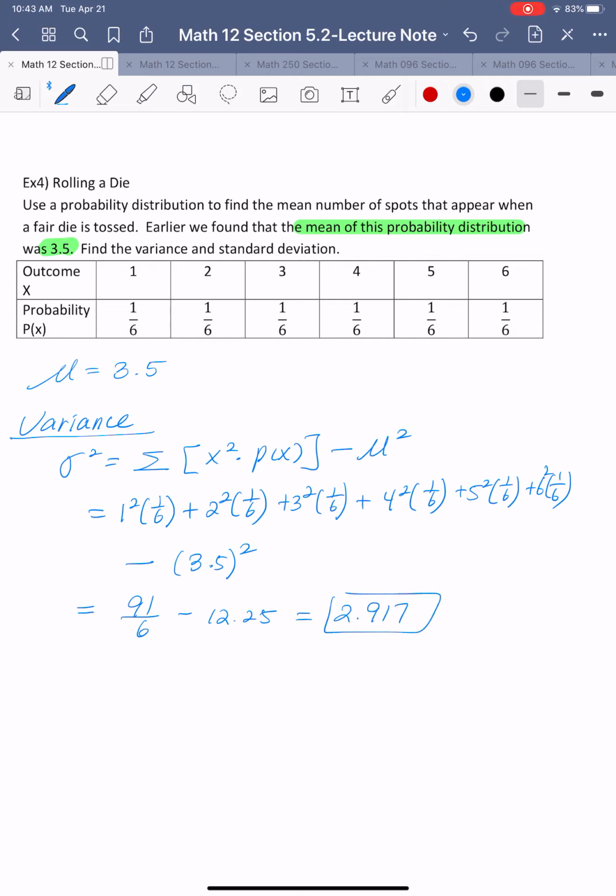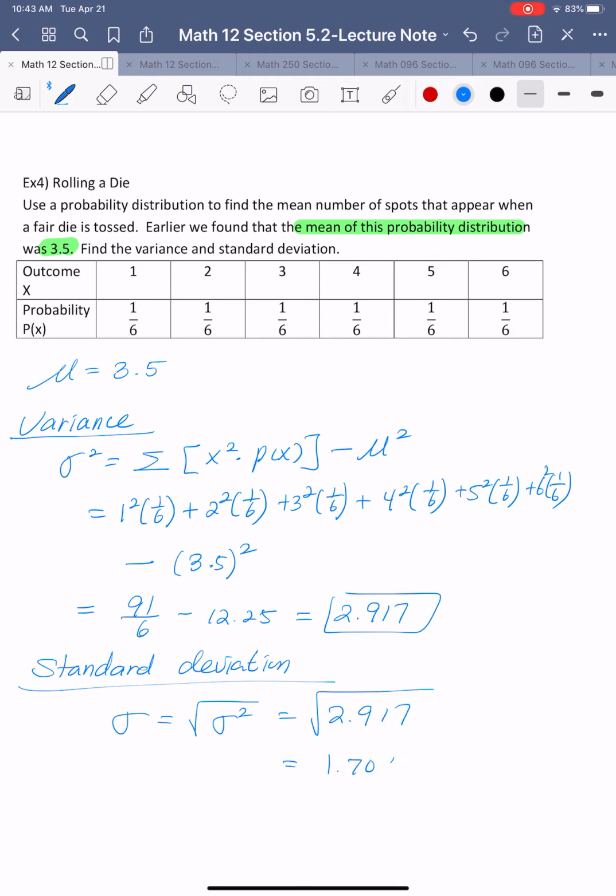That's the variance. And then in order to get the standard deviation, which is sigma, plug in sigma squared, which came out to 2.917, and it's about 1.708. Okay.